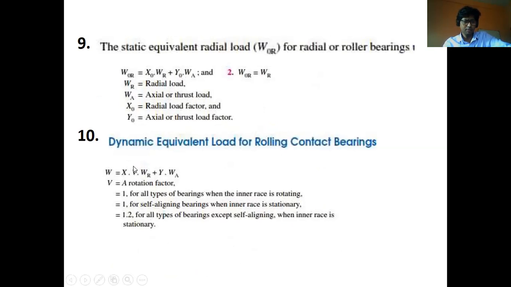And this V factor is 1 when the inner race is rotating. It is 1.2 for all types of bearing except self-aligning, when the inner race is stationary. This kind of thing will be mentioned in the question.